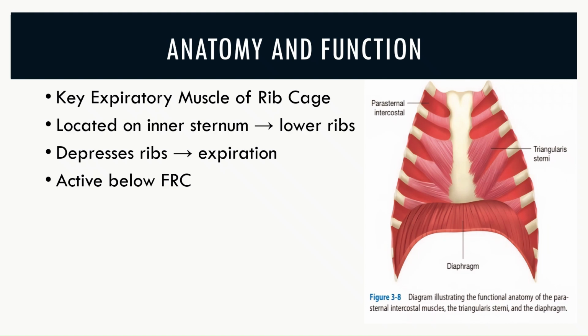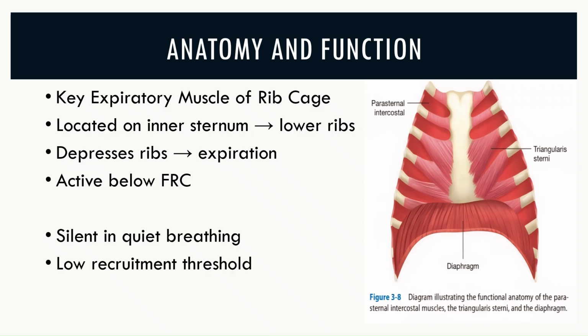The main feature of triangularis sternae is that the muscle is electrically silent during quiet breathing but is recruited during expiration. It has a lower recruitment threshold than most expiratory muscles and acts in coordination with abdominal muscles.